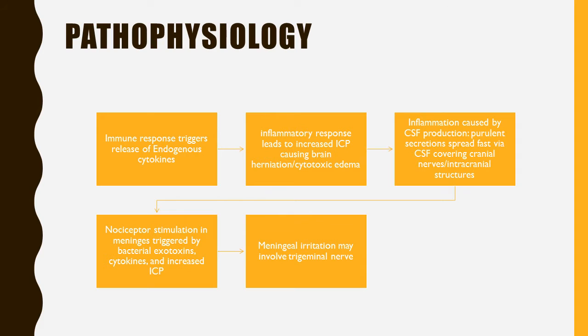This chart shows the pathophysiology in a simplified format. The immune response starts with the release of endogenous cytokines, and the inflammatory response is what leads to increased intracranial pressure. The inflammation is caused by the purulent secretions that cover the nerves and intracranial structures. The meningeal irritation mechanism isn't known, but it is believed to involve the trigeminal nerve.